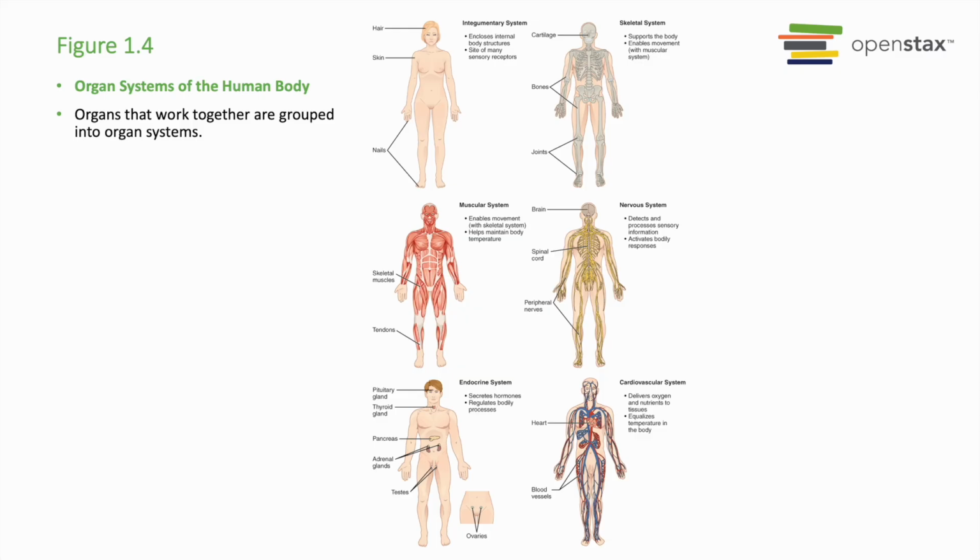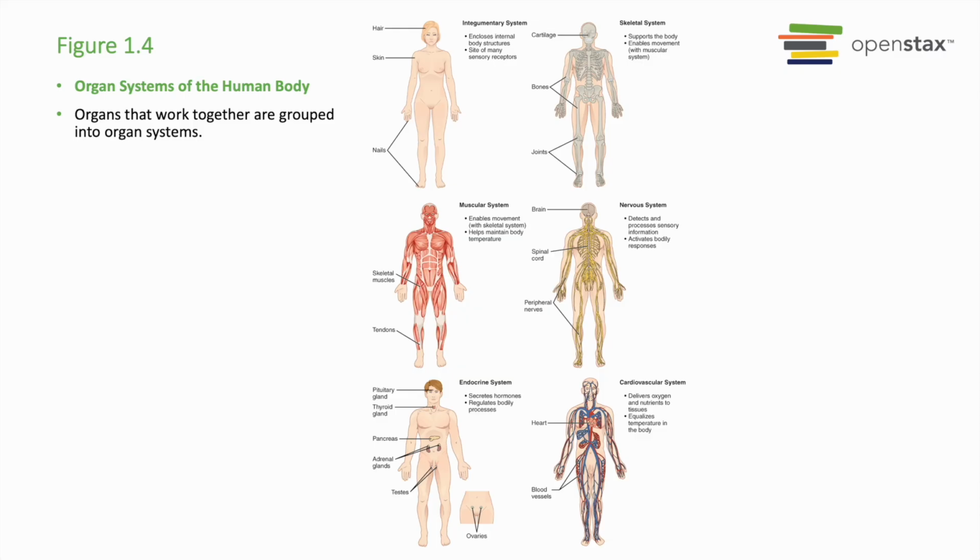The endocrine system secretes hormones and regulates bodily processes. The endocrine system includes the pituitary gland in the brain, the thyroid gland in the throat, the pancreas in the abdomen, the adrenal glands on top of the kidneys, and the testes in the scrotum of males, as well as the ovaries in the pelvic region of females.